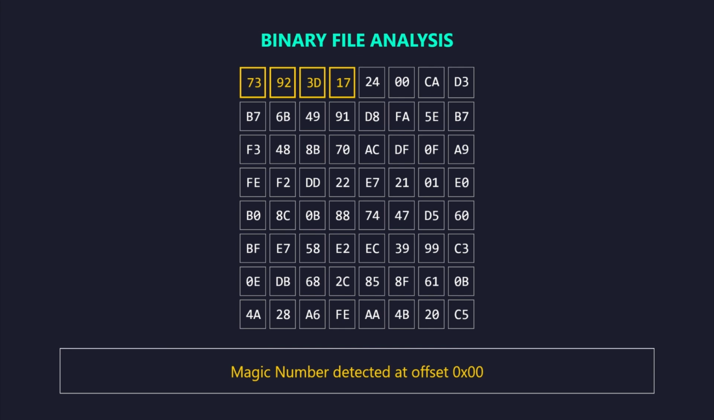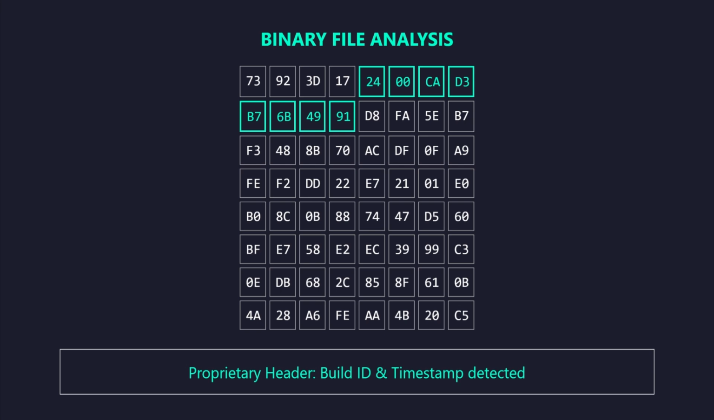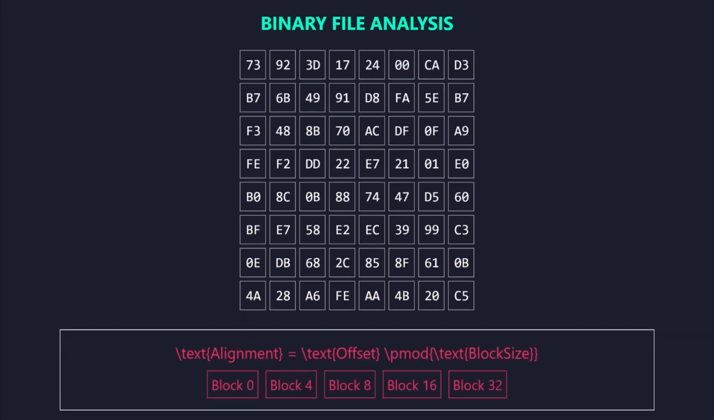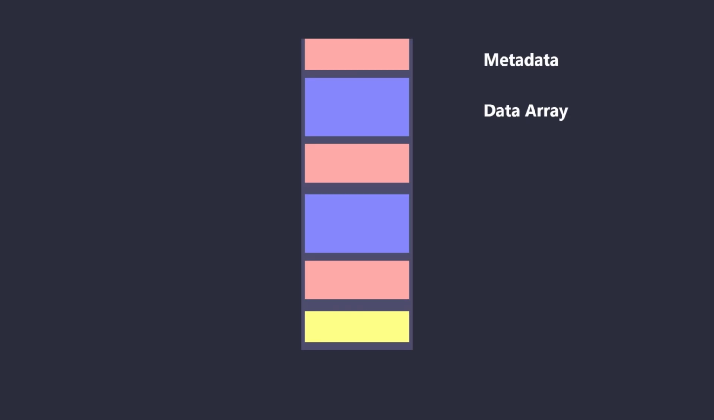Identify the magic number at offset 0 to confirm the specific solver version. Proprietary headers often embed timestamps or software build IDs that dictate the internal memory alignment rules for all subsequent data blocks. This signature is your map to the specific structural layout used by that software release.